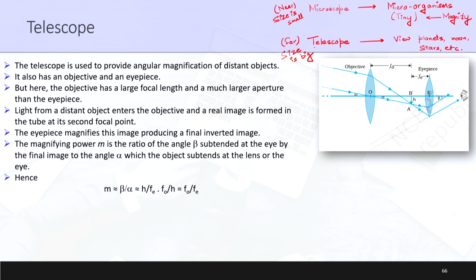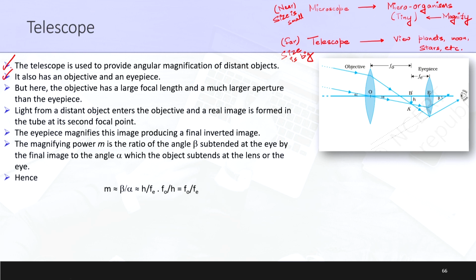Now the telescope is used to provide angular magnification of distant objects. How does it provide it? I will try to explain in the subsequent points. It also has an objective and an eyepiece. Similar to the compound microscope, it has an eyepiece, as you can see, and an objective. These are nothing but denotions of a convex lens being used for the complete magnification concept.